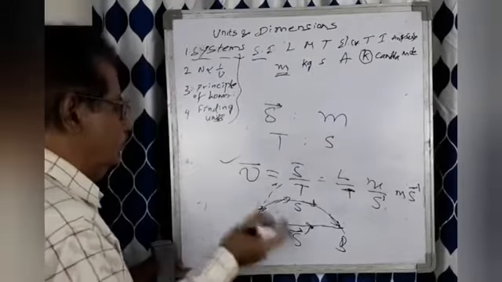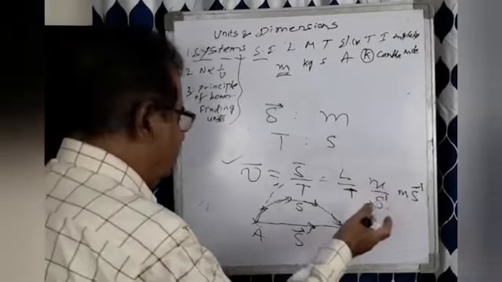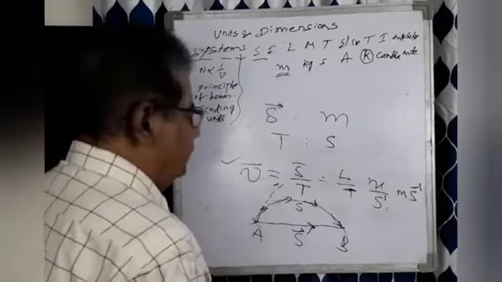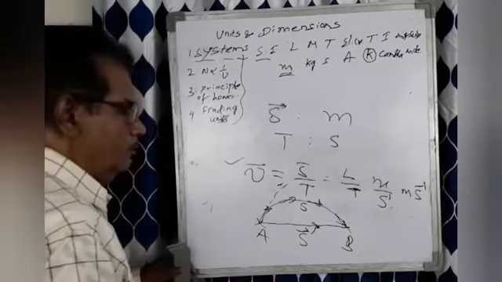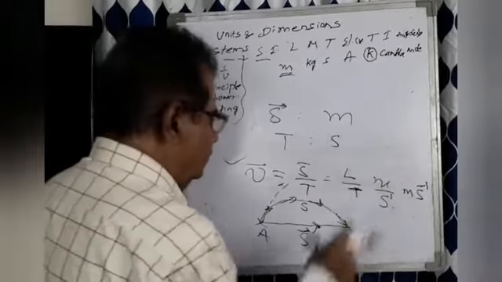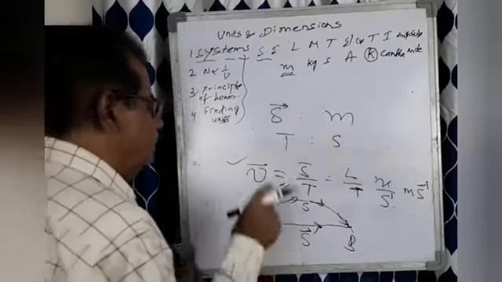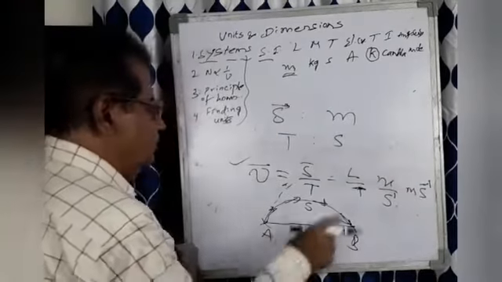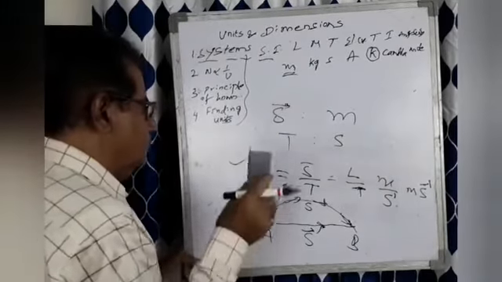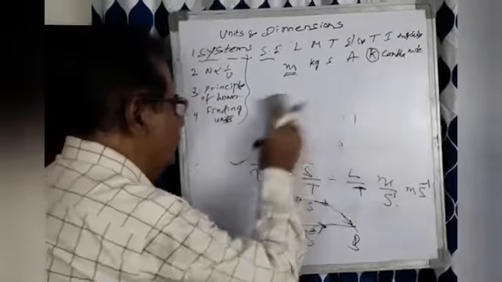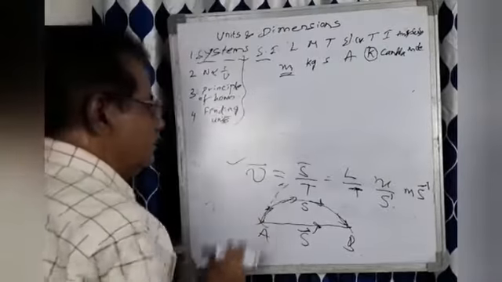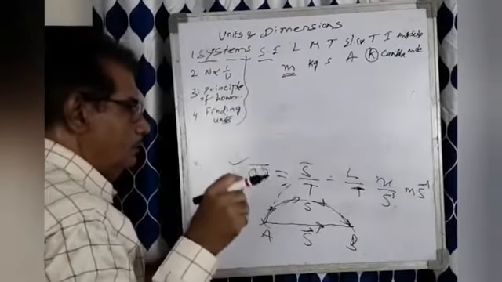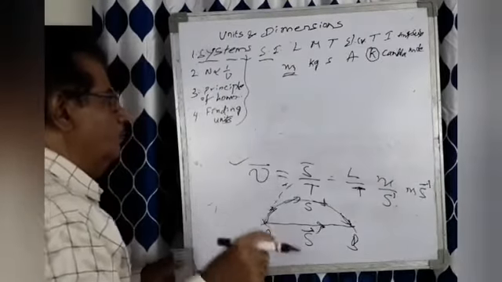Suppose even speed also has the same unit. The speed means the distance travelled per second, only s by t, not s bar by t. That also has the same units, L by t. But speed is a scalar quantity, velocity is a vector quantity. Suppose you want the unit for acceleration. Actually, this is the chapter units. So you should be able to find out the unit of any quantity.